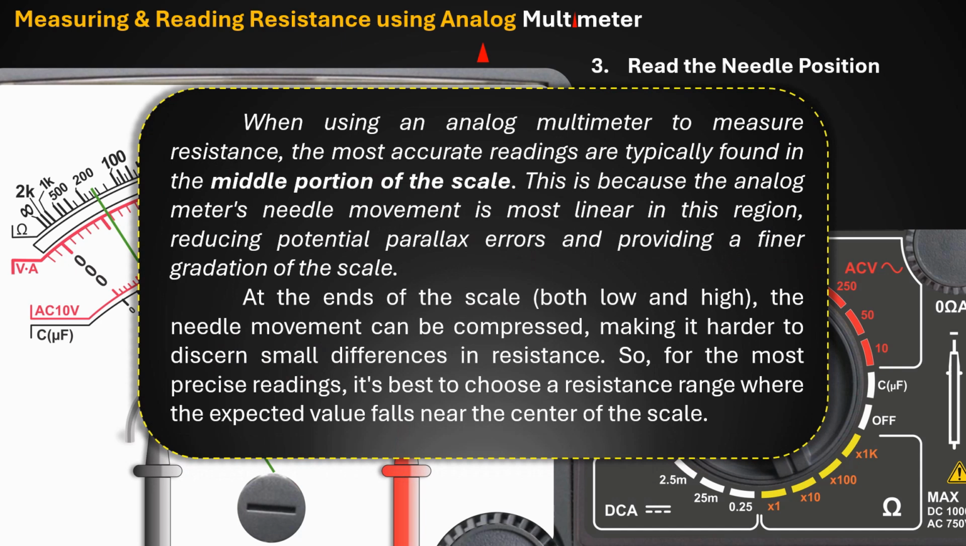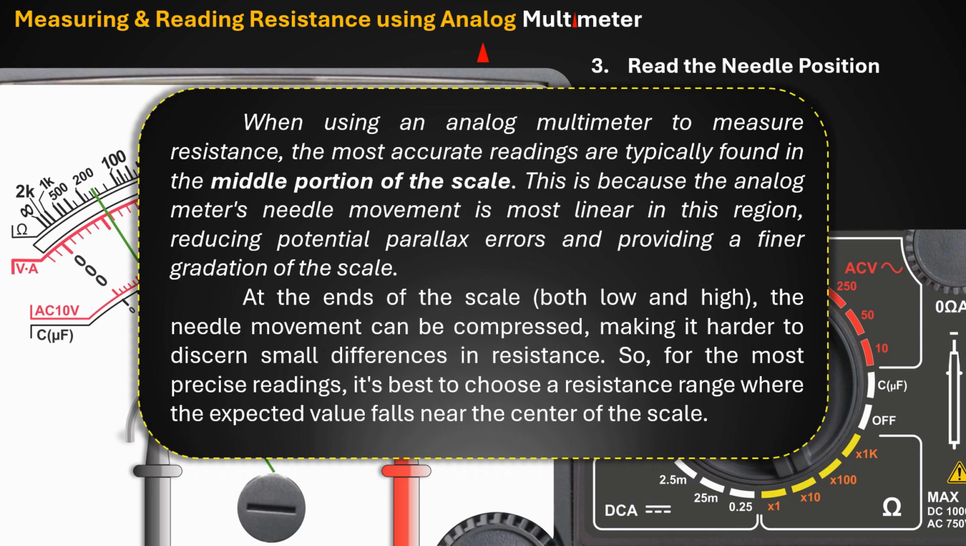When using an analog multimeter to measure resistance, the most accurate readings are typically found in the middle portion of the scale. This is because the analog meter's needle movement is most linear in this region, reducing potential parallax errors and providing a finer gradation of the scale. At the ends of the scale, the needle movement can be compressed, making it harder to discern small differences in resistance. So, for the most precise readings, it's best to choose a resistance range where the expected value falls near the center of the scale.